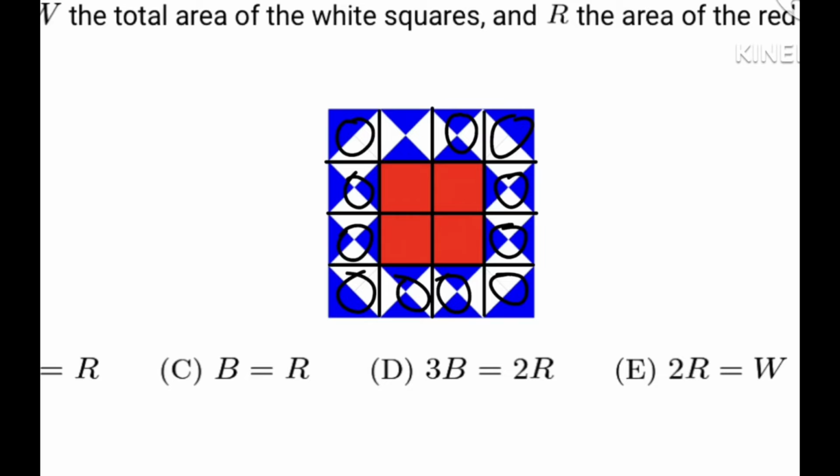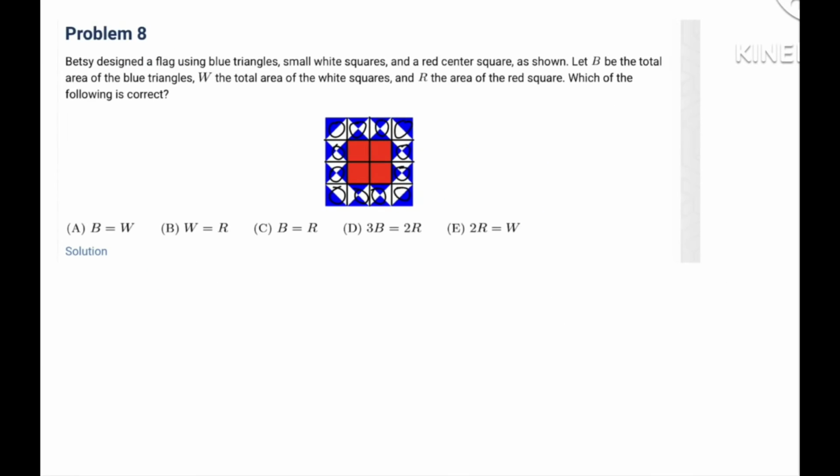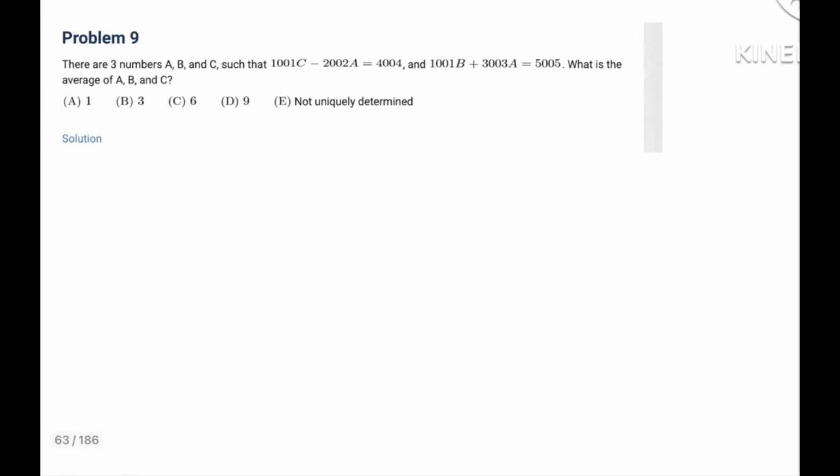So it's the same for every square with blue and white, that the area of the blue is equal to the area of the white, right? So the total area of the blue triangles, B, equals the total area of the white triangles, W. So that's A.